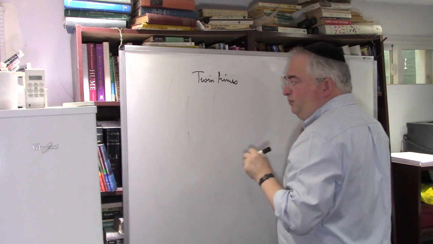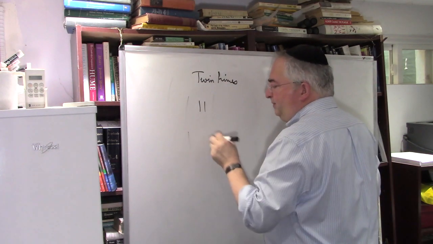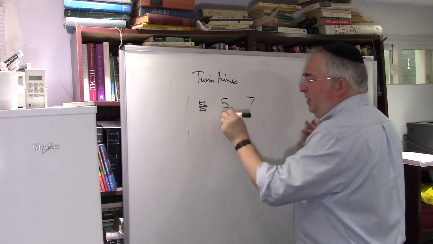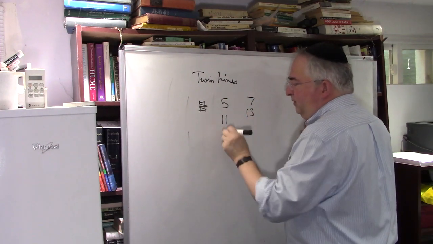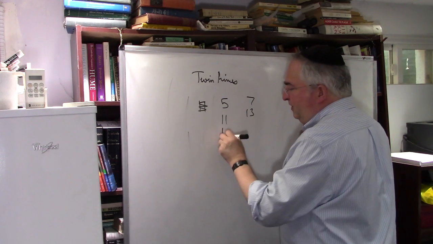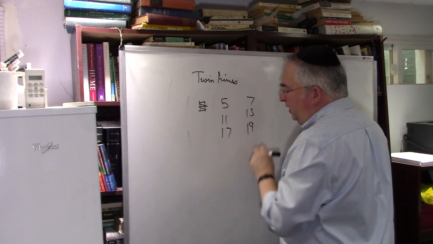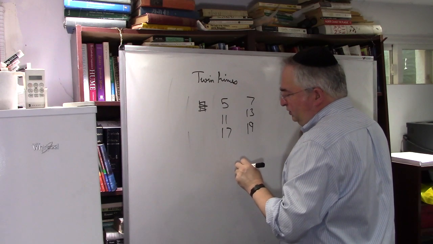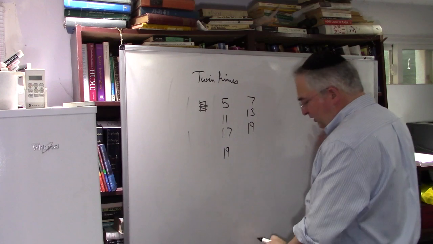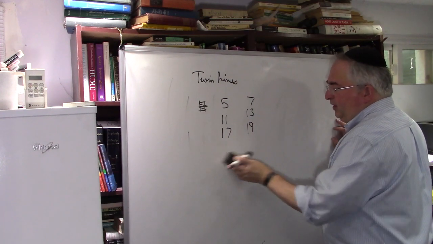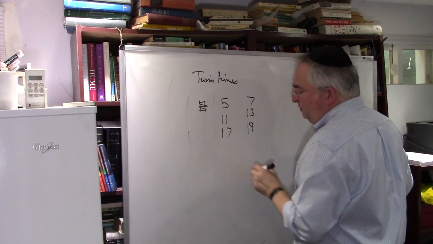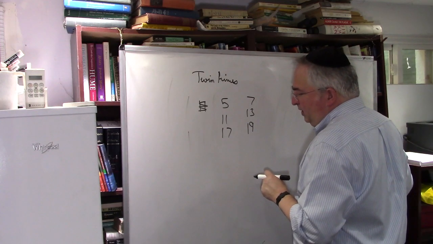Okay, so let's go through some examples. Let's start earlier. 5 is a prime. 7 is a prime. 11 is a prime. 13 is a prime. 14, 15, 16, 17. 17 is a prime. 19 is a prime. 21 is not. 23 is a prime. 25 is not a prime.